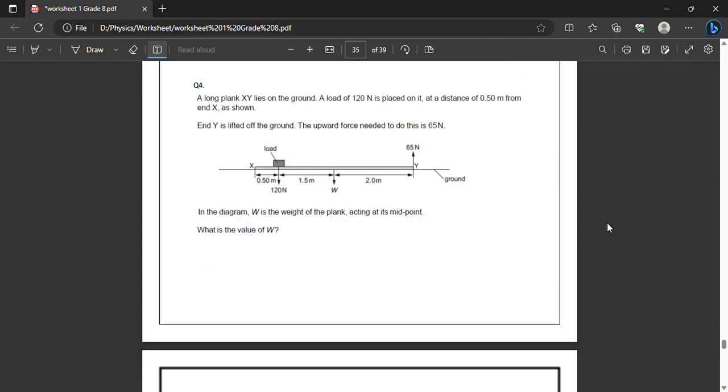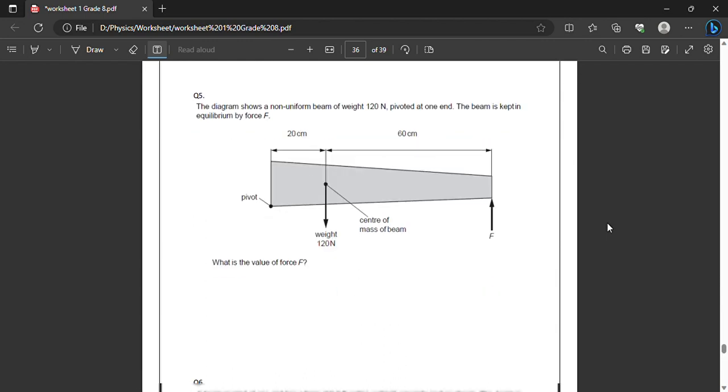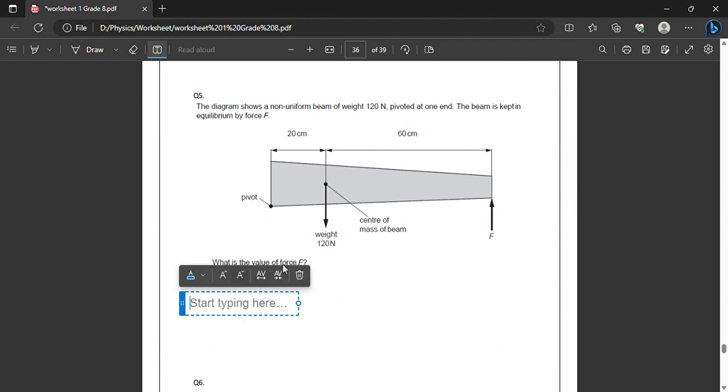So then let's check the next question. The diagram shows a uniform beam with 120 newtons applied, pivot at one end, and carrying equilibrium at F. Find the value of F.